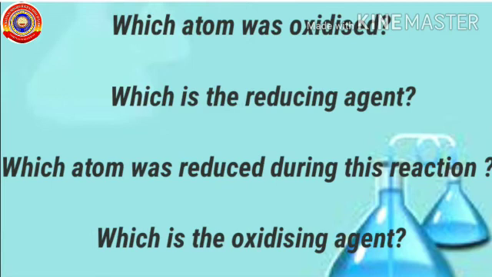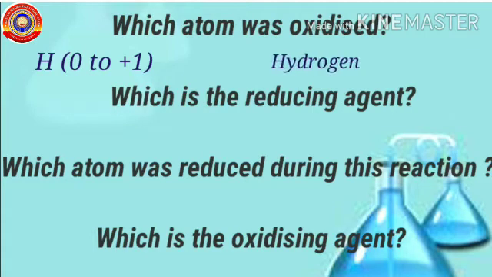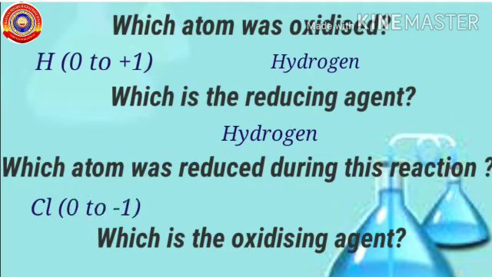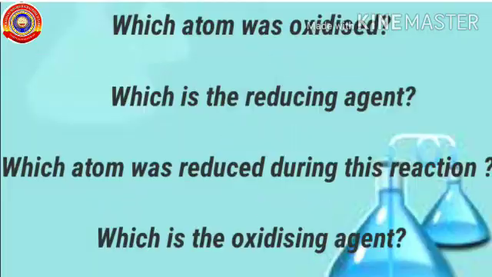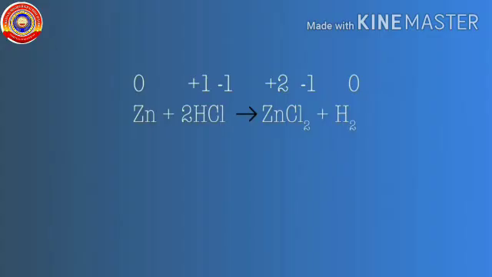In this reaction, the oxidation number of hydrogen increases from 0 to +1, resulting in oxidation. Hence, the oxidized atom is hydrogen and it acts as a reducing agent. The oxidation number of chlorine decreases from 0 to -1, which undergoes reduction and acts as an oxidizing agent. Is that clear? Let's see another example.